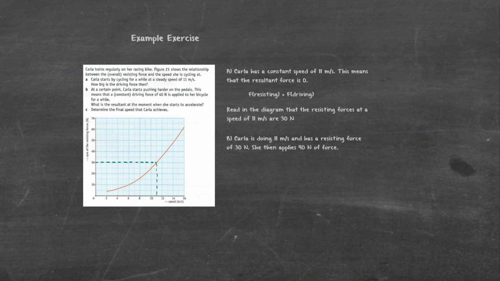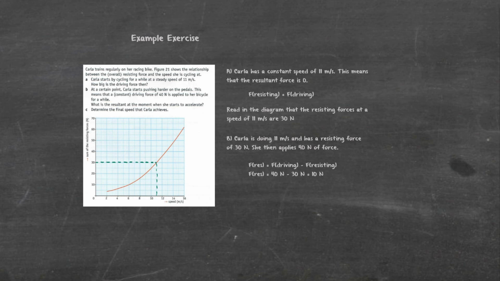The resultant force can be found by adding all forces in the same direction together. The resistance force is directly opposite of the driving force. We can calculate the resultant force by deducting the resisting force from the driving force. F resultant is F driving minus F resisting. Or in other words, F resultant is 40 newtons minus 30 newtons. This equals 10 newtons. Can everybody see this? Okay, good.